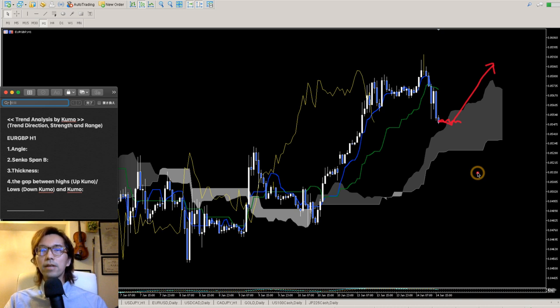So the thickness of the Kumo is very important too. Very important. However, right now it's bearish, so we cannot buy at this moment. We never know until which price the market will keep dropping down. We're not sure, so we just wait for the possible pushback. But yeah, for now, I think it's still the bullish momentum.